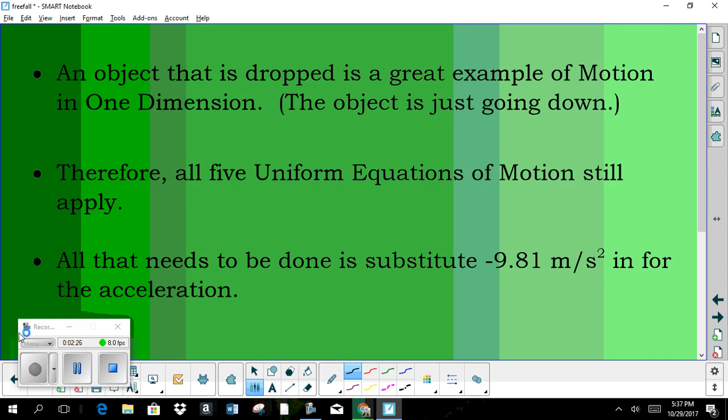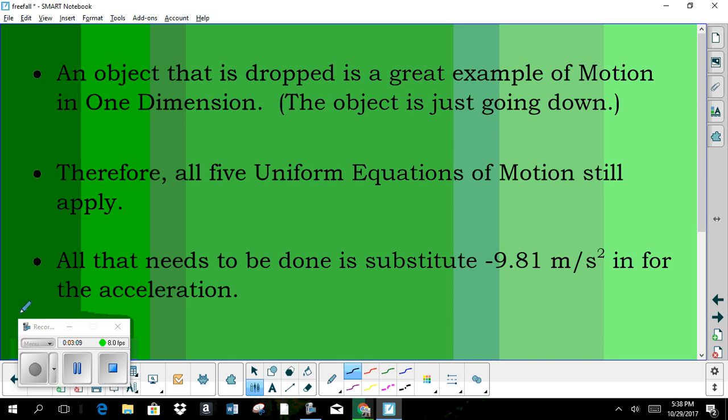So what does this mean? It means that an object experiencing free fall is a great example of motion in one dimension because the object is just falling down. Therefore, all 5 uniform equations of motion, 1 through 5, still apply to an object in free fall. All that needs to be done is the variable a no longer is a variable, it turns into the constant of negative 9.81 or negative 9.8. And I've seen some textbooks say negative 10 as well. Your textbook uses negative 9.81. We've decided to use this one to be consistent with your text.